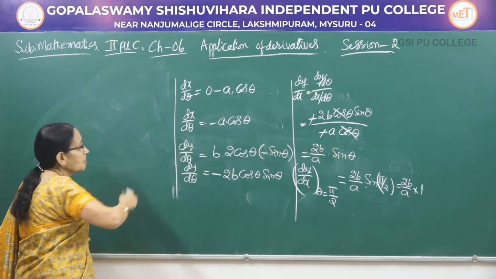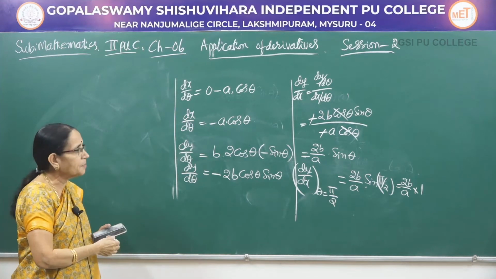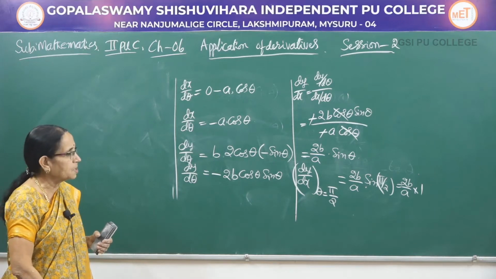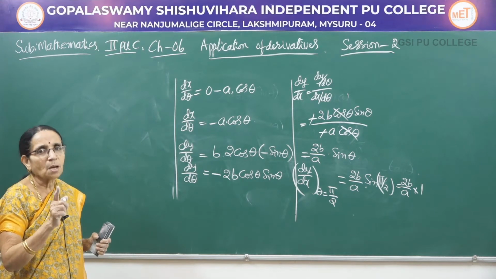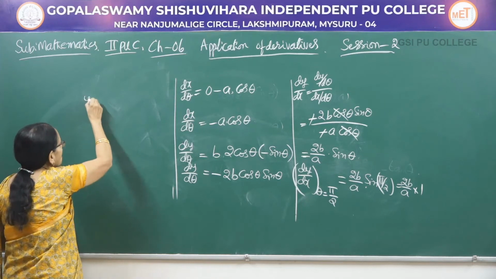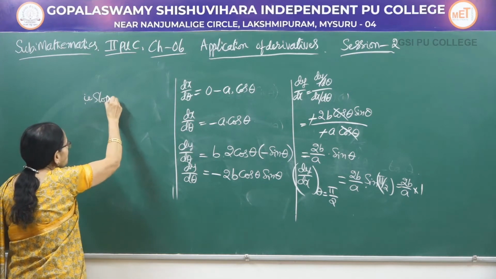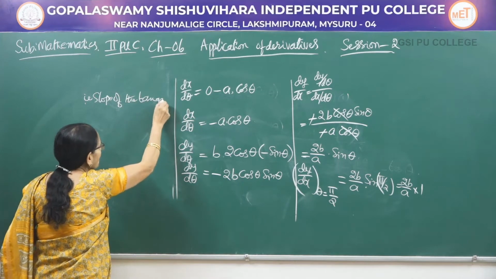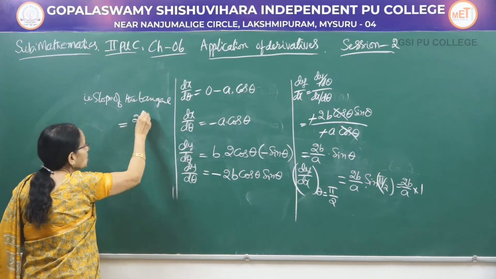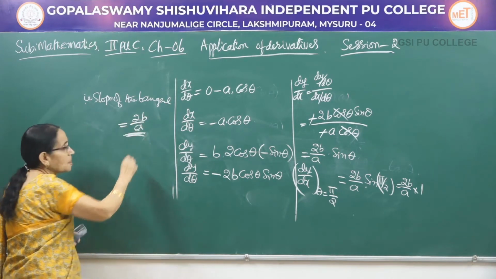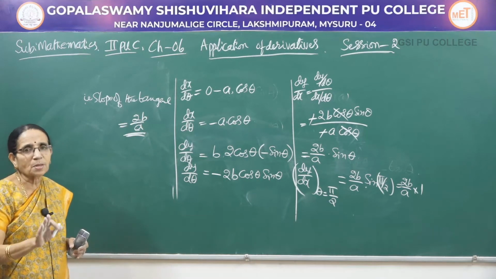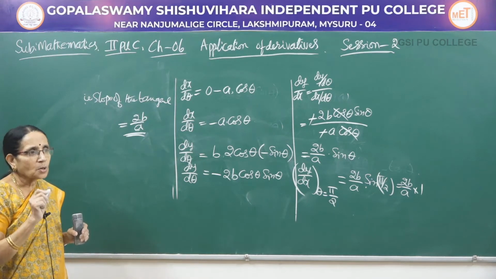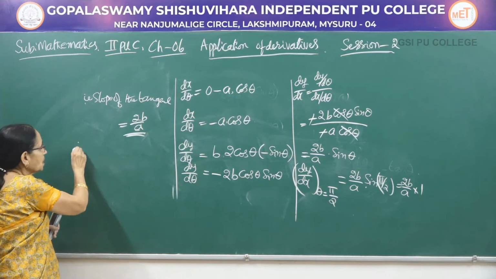Now you know that I am telling you repeatedly, whenever we differentiate, get the value of dy by dx, that always gives you the slope of the tangent. Therefore, you write like this, that is slope of the tangent is equal to 2b by a. But what do you want? Only if the slope of the tangent is asked, you can stop here. But what I have asked you to find out, you have to get the slope of the normal, right?